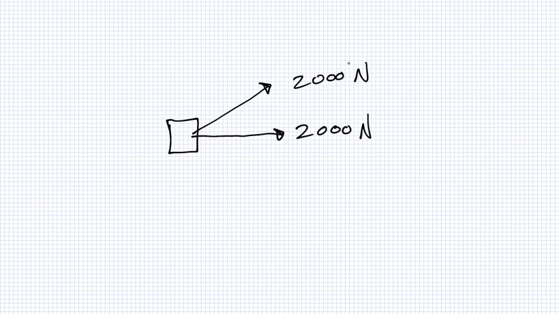And we want to know the magnitude and direction of the resultant. So before we can add the vectors together, we have to resolve them. This is already in the x direction, so that's 2,000. But the other one needs to be resolved. Since it's northeast, that's 45 degrees.